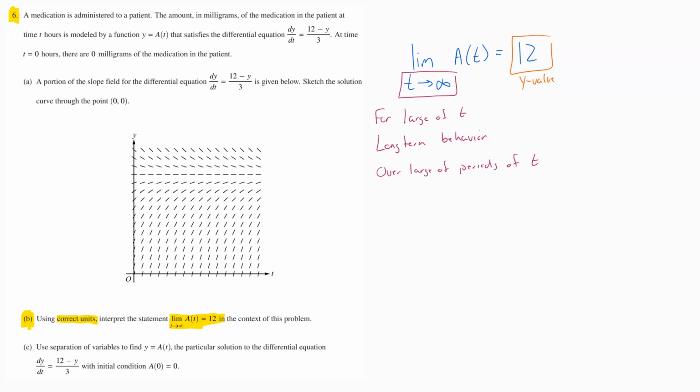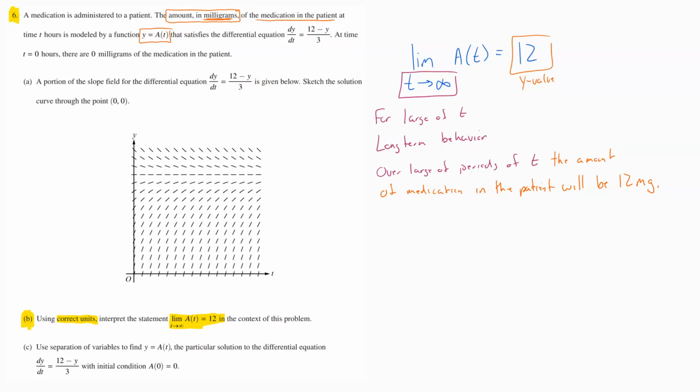So what does the y value mean? That's where you've got to come over and look into the language of the problem. So the y value is the same as A of t, and that's talking to us about the amount in milligrams of medication in the patient. So over large periods of t, you would say the amount of medication in the patient will be 12, and then we use the units. The units on this were milligrams, so it would be 12 milligrams. And that's all they're looking for in this answer here.